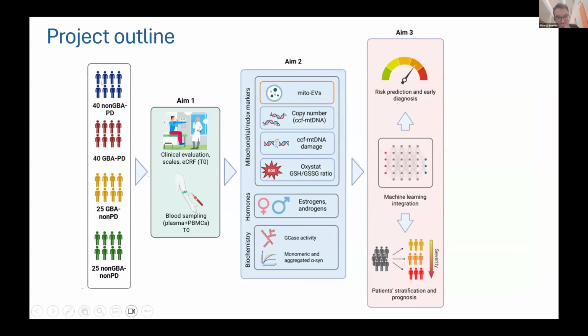So the outline of the project was to enroll 14 non-GBA PD patients, 40 GBA PD, 25 GBA asymptomatic carriers, and 25 idiopathic PD, and then to conduct a clinical evaluation at baseline and blood sampling, followed by a series of biochemical analyses focused on mitochondrial markers, sex hormonal profile, and also GCase activity and peripheral alpha-synuclein in PBMC evaluation.